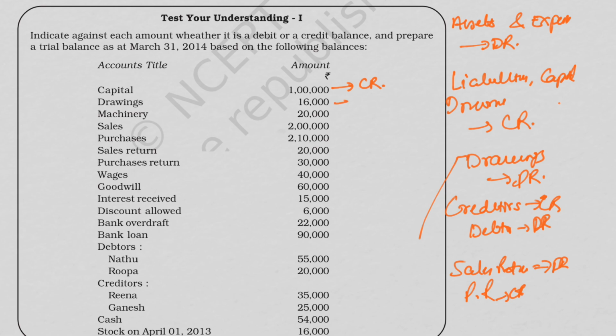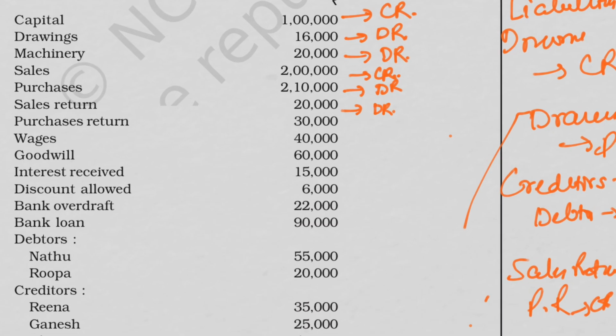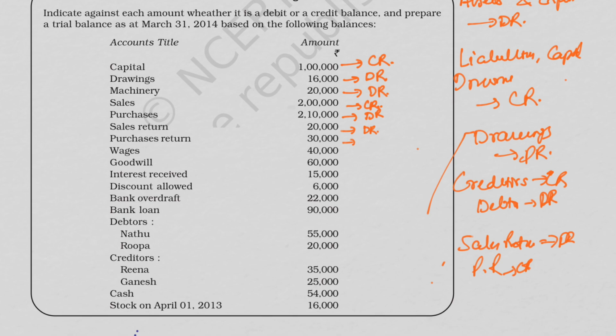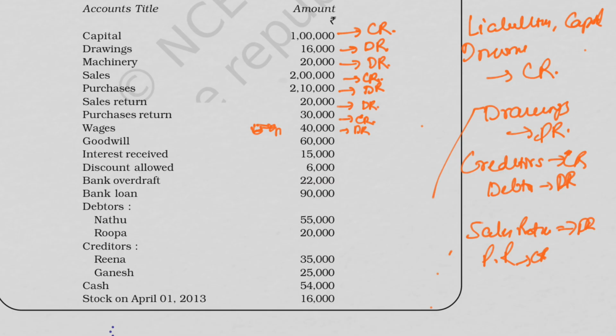Drawings, we know it's debit. Machinery, it's an asset, so debit. Sales is income, so credit. Then we have purchases, expense, debit. We have sales return. It's return inward, so it's debit. Then we have purchase return. It is return outward, so it is credit. Then we have wages. Wages is an expense, so it will be debit. And then we have goodwill. Goodwill is an asset, so debit.